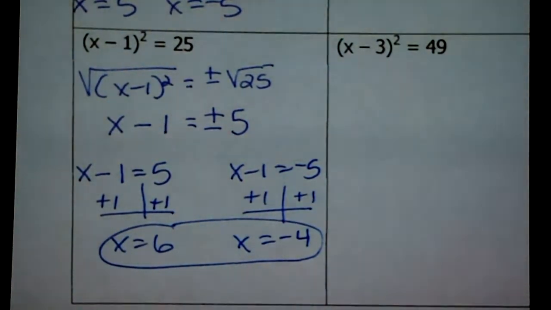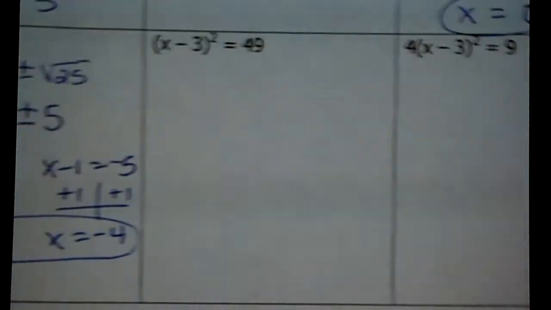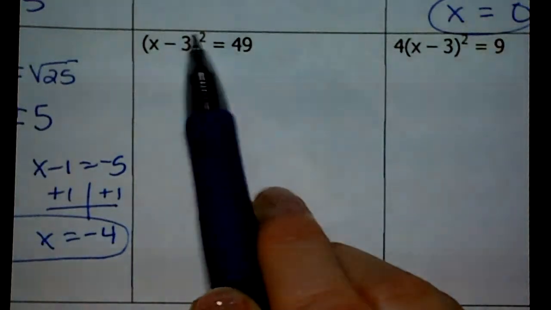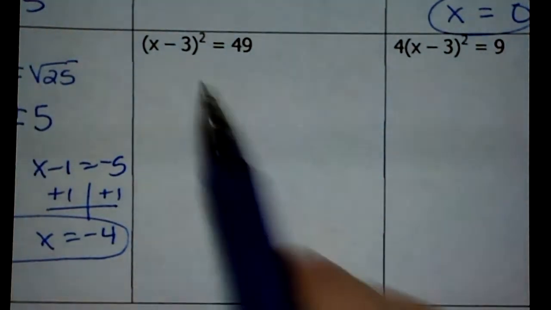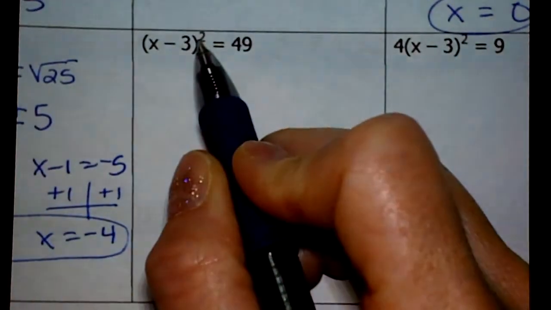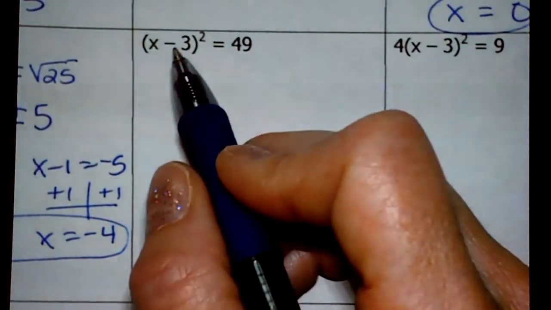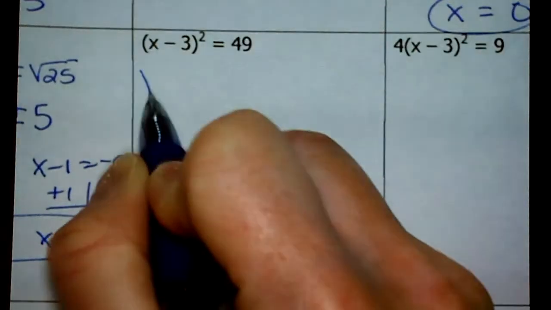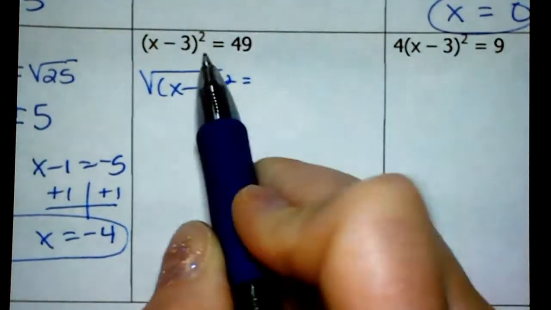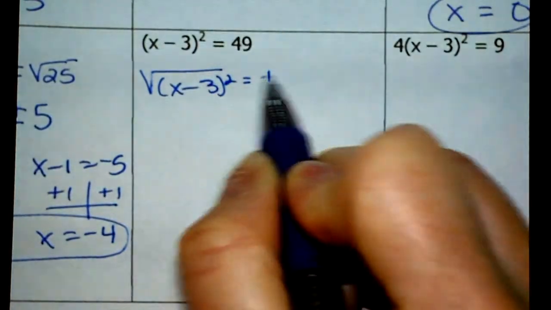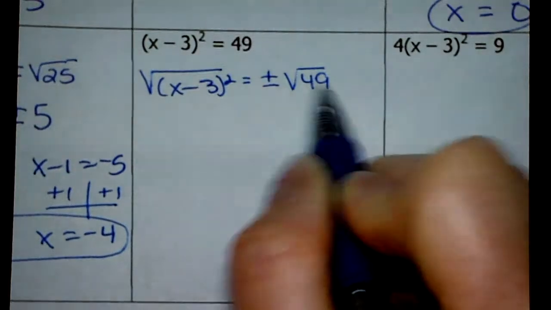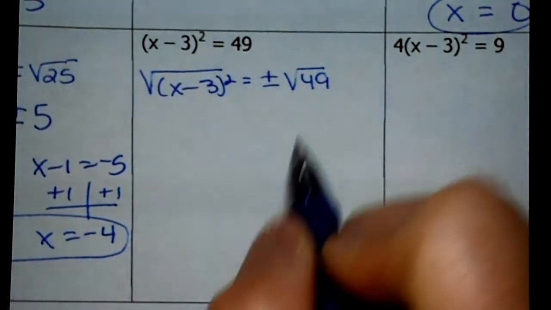Alright, let's try another one, just because that wasn't enough. Okay, so I have the quantity of x minus 3 squared equals 49. This is already x squared equals d form. To get rid of this squared, because that's my goal, that's my first step towards getting this x by itself, I'm going to take the square root of x minus 3 squared. Whatever you do to one side, you have to do to the other. And remember, the square root of 49 can be 7 or a negative 7, so I'm going to put this plus or minus in front of it.